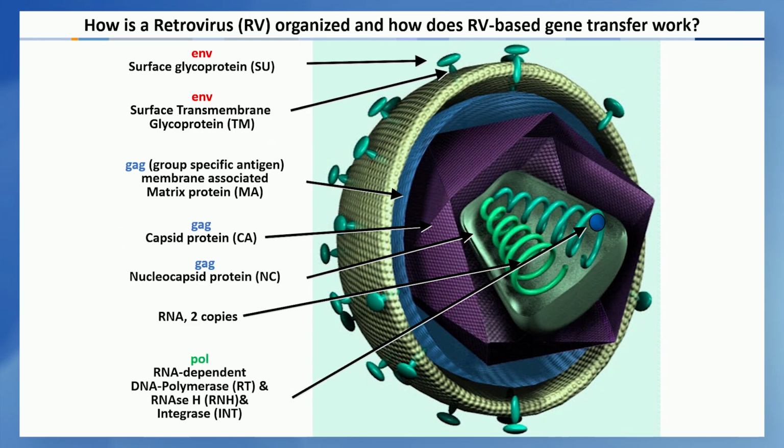And we have an enzyme, the POL, which is an RNA-dependent DNA polymerase, or briefly reverse transcriptase, which also contains an RNase activity called RNase H and an integrase activity for integrating the reverse transcribed cDNA, complementary DNA, into the genome of the host after infection, or transduction if we talk about a vector.